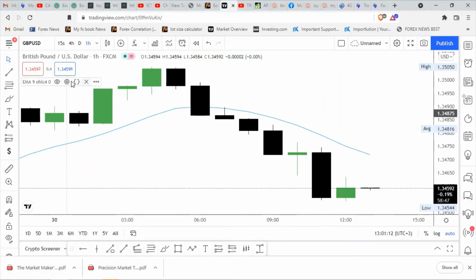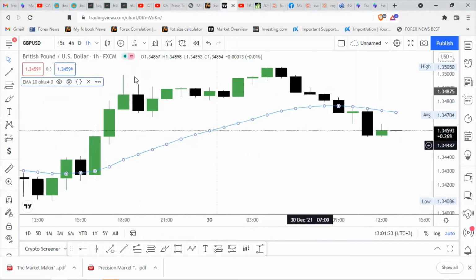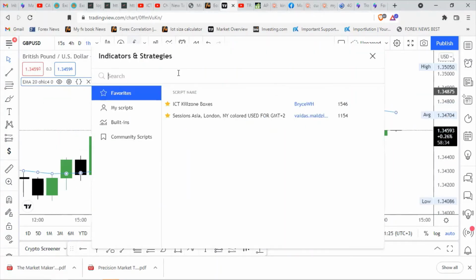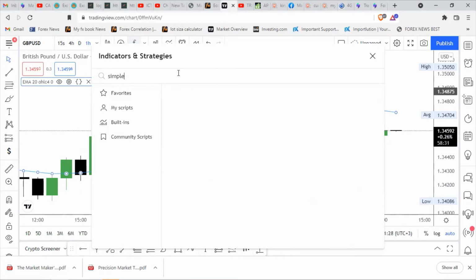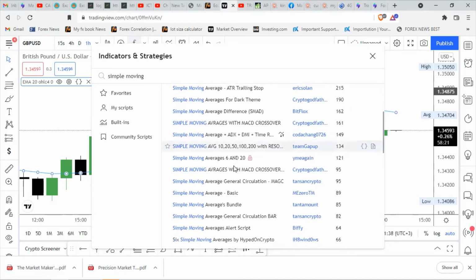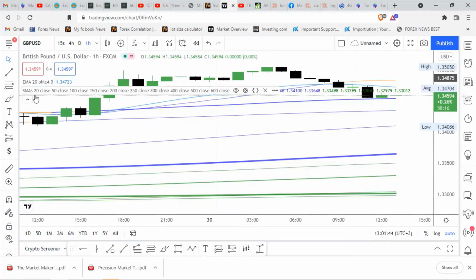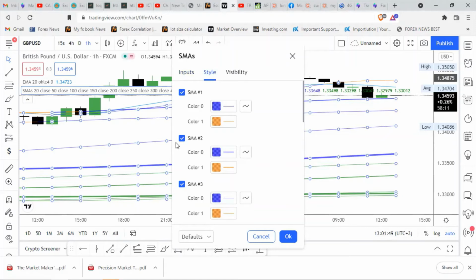I want to do a 20 EMA, and also a 20 SMA. So I'm just going to put the length 20, and I click OK. That is it. I also want to go to SMA, simple moving average. I want to use the one that is alone. So I'm going to remove the rest.